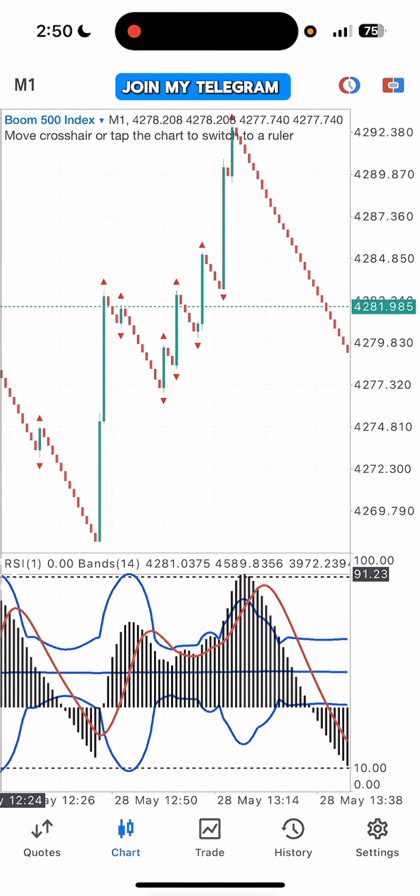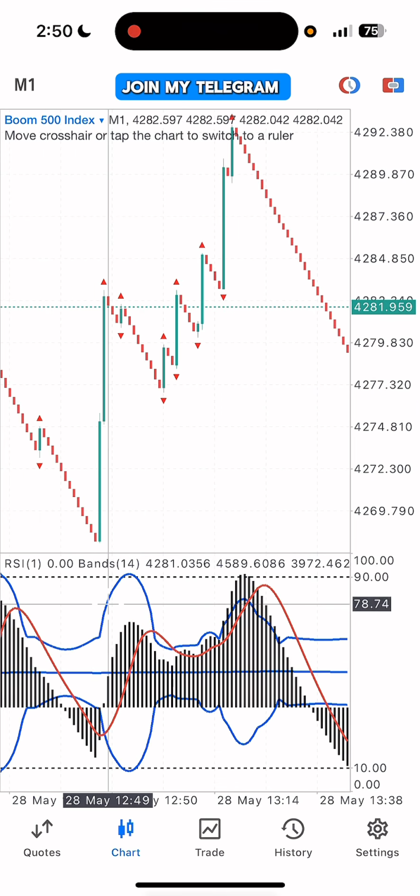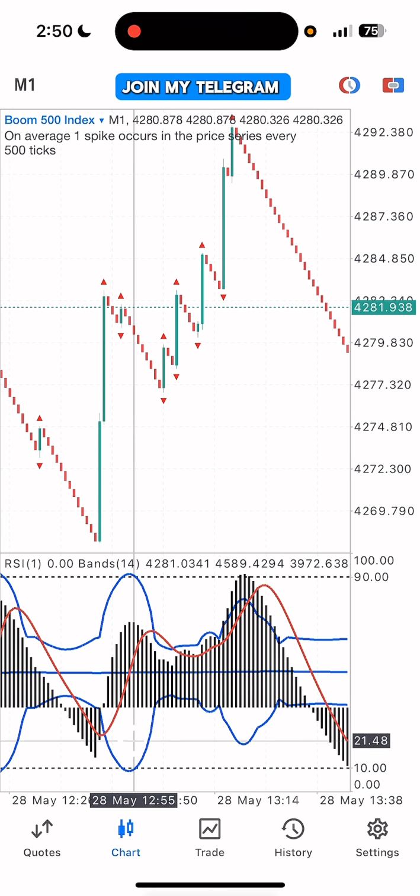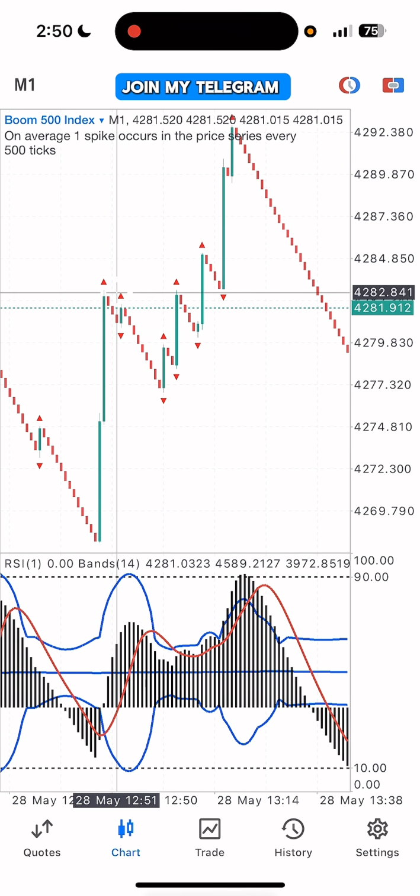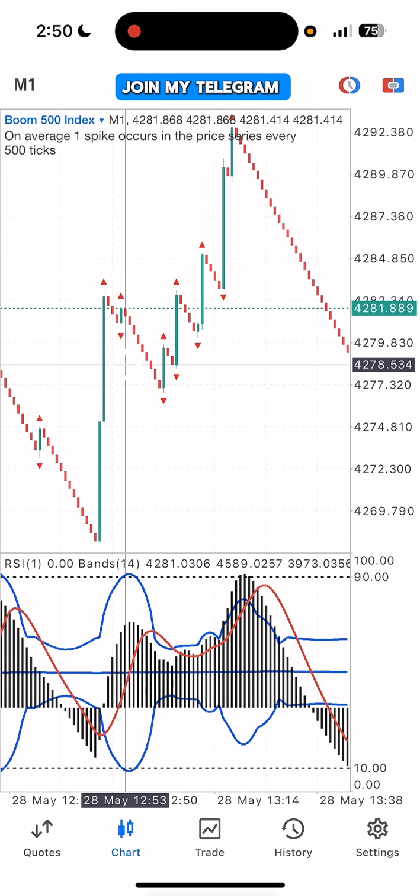All you need to do is wait till the Bollinger Bands get to this point, and the fractals appear at the top. You go in for a sell for just 5 candlesticks. You want to make sure that you wait for the confirmation of the fractals, and for the confirmation of the Bollinger Band touching the level of 90, then you go into the market for a sell on Boom. All right, on Boom. We're trading the candles alone.